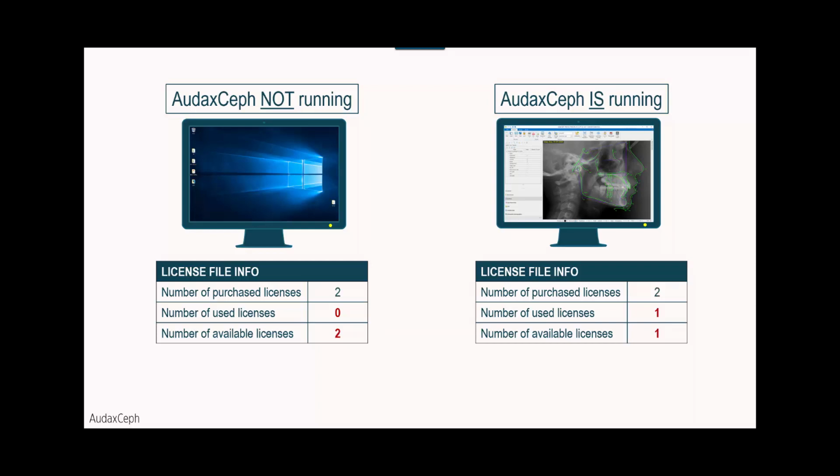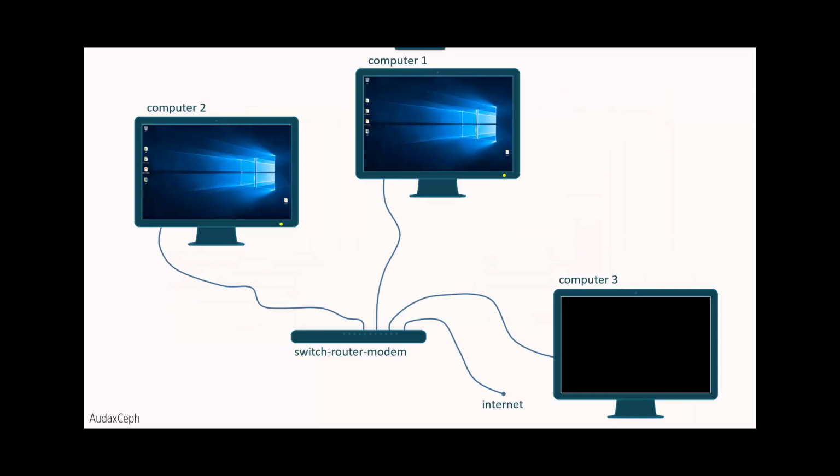Another example with 2 purchased licenses here. So we have 2 purchased licenses. On the left side, software is not running. On the right side, 1 license is running, which means that 1 is in use and 1 is available.